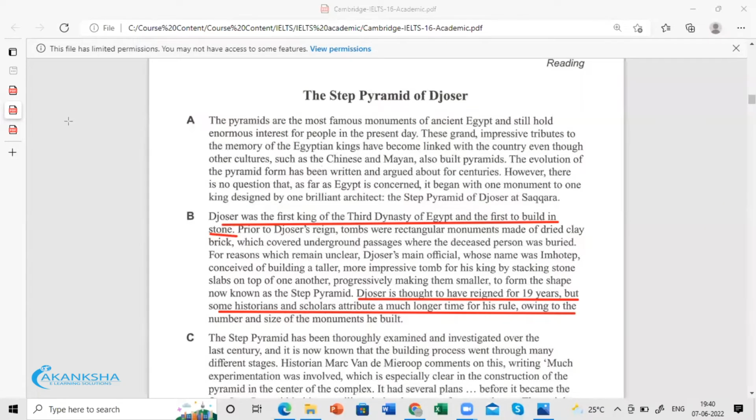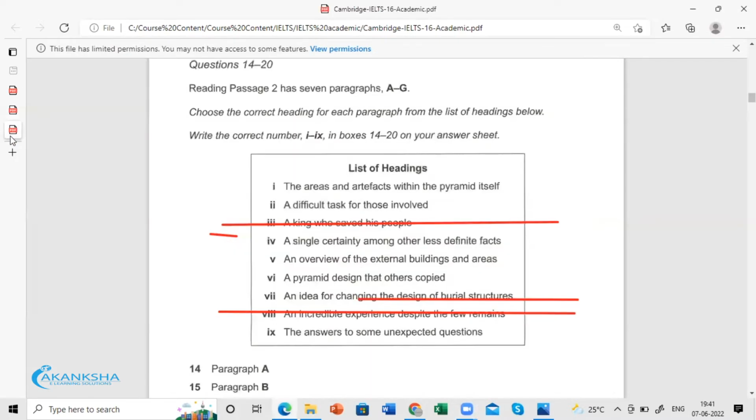And now we have to go back to the paragraphs to see which heading matches best. Here what they talked about was the first king to build in stone. And then Djoser ruled for some years, but there is some disagreement and agreement about his longer duration, depending on the number and size of monuments he actually built. So that's what they are trying to say, right? So let's see what matches here.